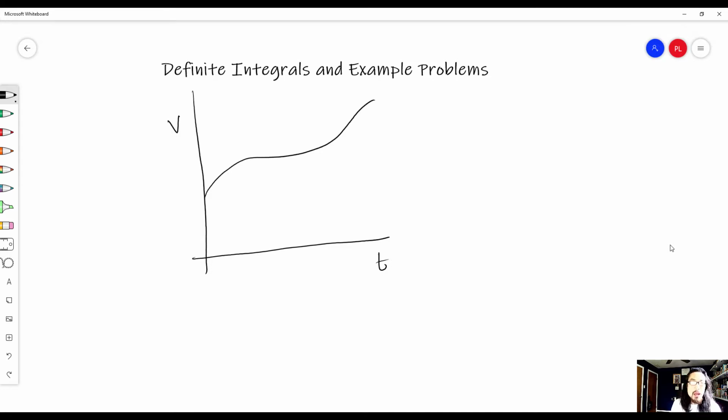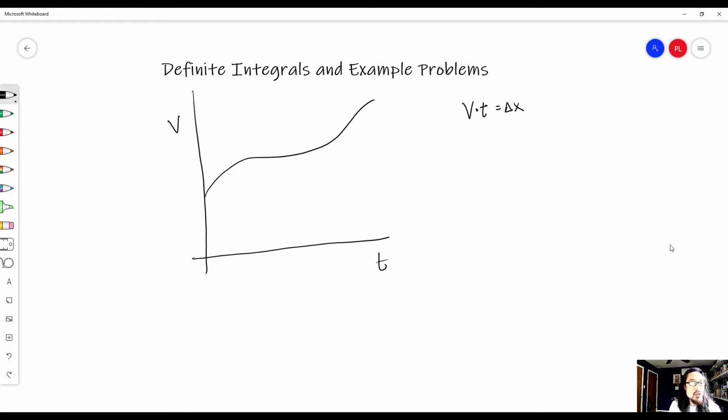Now, before we go into that, it's important to know what the integral actually gives us in physics. If you remember from the previous video, integrals are a way of finding area under the curve, and area is just a way of multiplying. So if we multiply velocity times time, what will we get? We will get displacement. So simply put, the integral of a velocity time graph gives us the displacement. The area under the curve gives us the displacement.